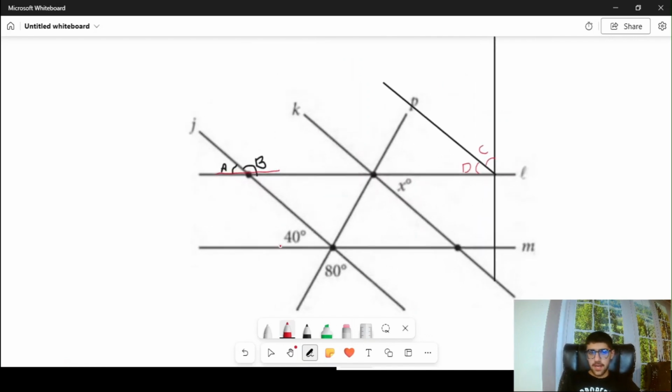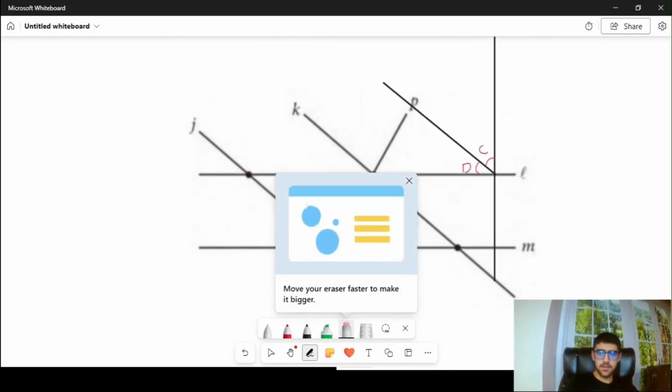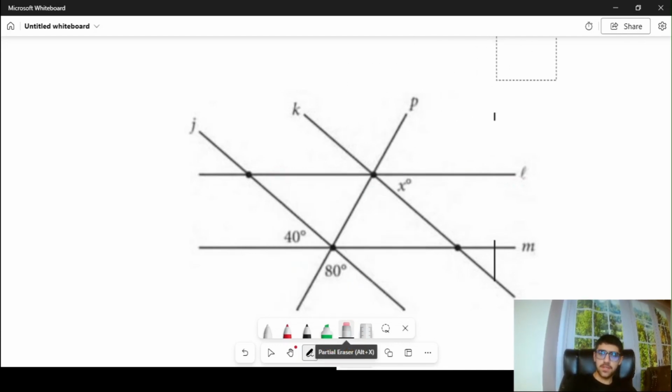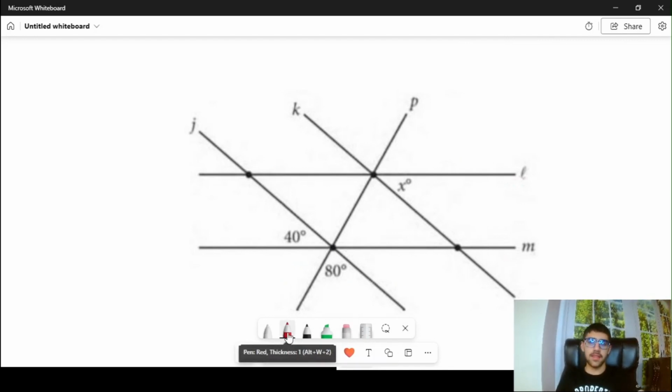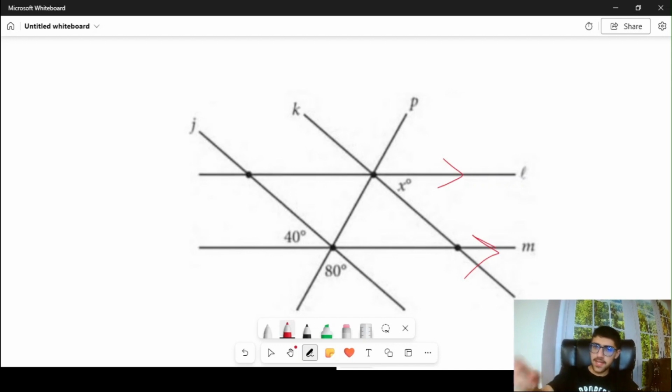So in this example, let's assume it'll be given; never assume lines are parallel on the SAT. It will always tell you that line L and M are parallel, and the notation for that is an arrow in the middle of the line, like this. So let's assume line L and line M are parallel, and then P is a transversal. P is a transversal, K is a transversal, J is a transversal, but for this we're only going to focus on P.